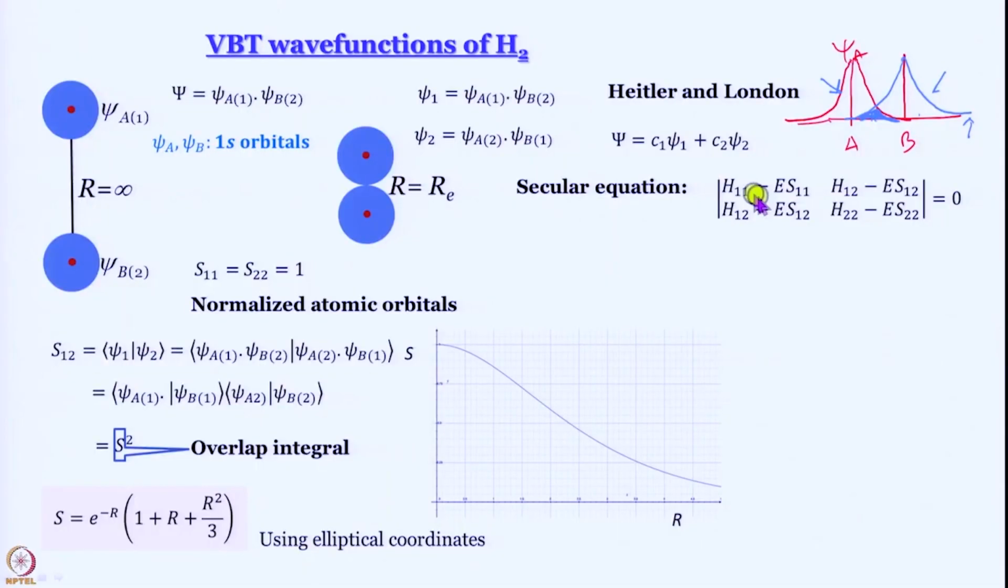Now, we are back to what we were talking about. We have simplified the secular equation a little bit. This is how it was, remember, H11 minus ES11, H12 minus ES12 and so on and so forth. We have taken care of the S's. We have said S11 equal to S22 equal to 1. So, this term will become H11 minus E, this term will become H22 minus E, and we have said that S12 is equal to S square. So, this will become H12 minus ES square, and this one will become H12 minus ES square again. Now, here H12 and H21 are the same as we had said earlier, remember you can use the turnover rule. So, we are writing H12 and not H21.